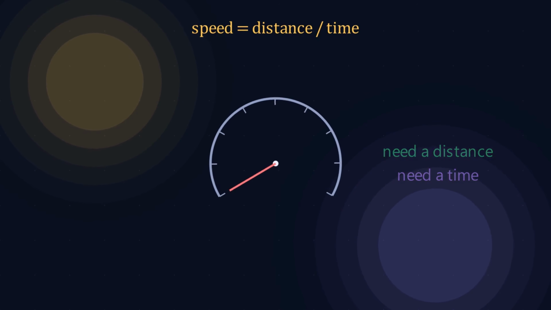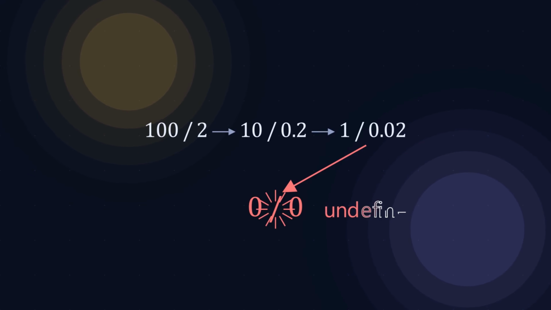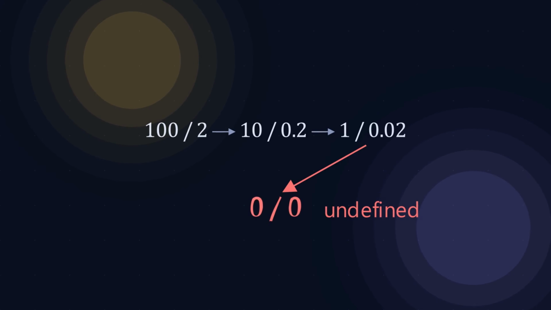To measure speed, we need a distance and a time. So what time does a single instant use? If no time passes, you have not moved. The distance is 0, and the time is 0. And 0 divided by 0 is undefined. This is the paradox that stopped people cold for centuries.